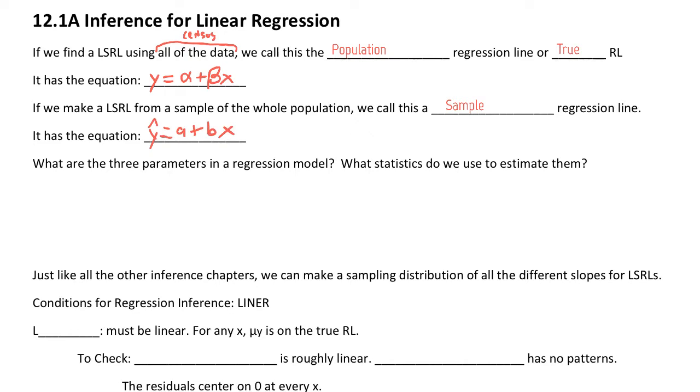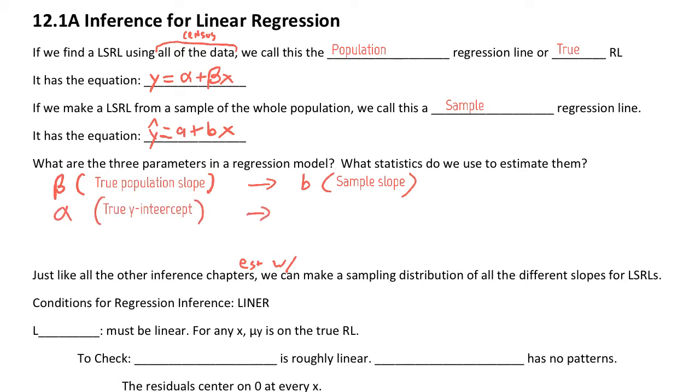What statistics do we use to estimate them? So we have what we're normally doing. The first one is the only one we actually are going to work with, but you could do these other ones. You have beta, the true population slope, and you're going to estimate it with little b, the sample slope. Then you have alpha, the true y-intercept, and you could then have a sample y-intercept that we just call a.